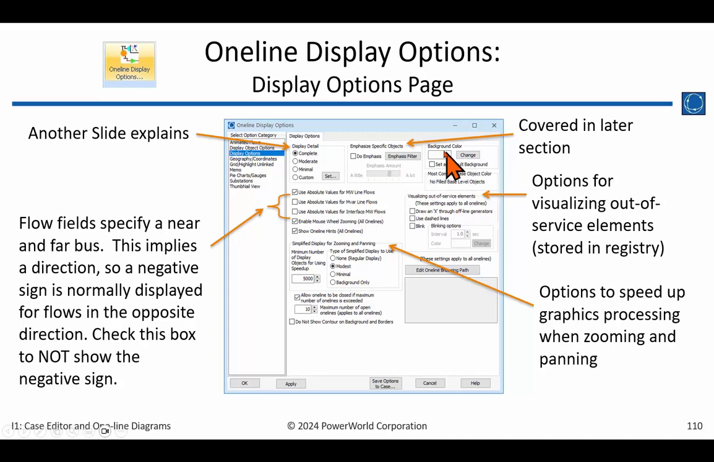You can do other things on here like change the background color, change how the fields for transmission line flows show, whether they have a negative sign in them or whether they just show the absolute value. So there's a sign convention where positive flows are usually coming out of a bus. So if you just want to show the absolute value, then there's an option for that. Options for out of service elements and several other things.